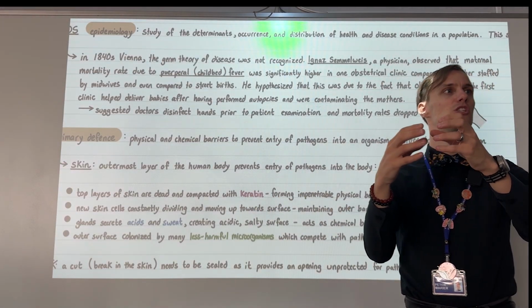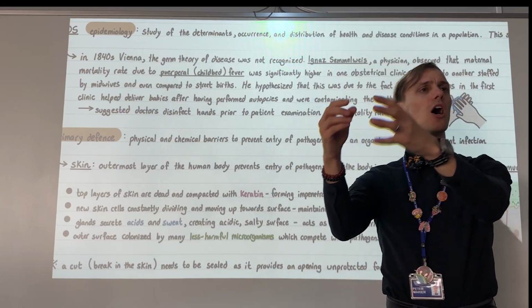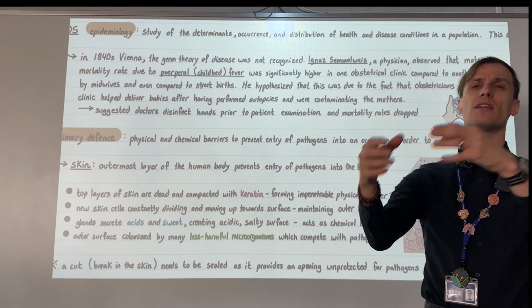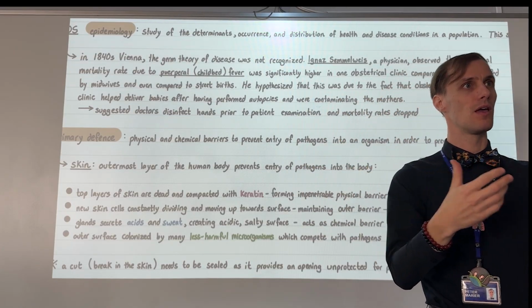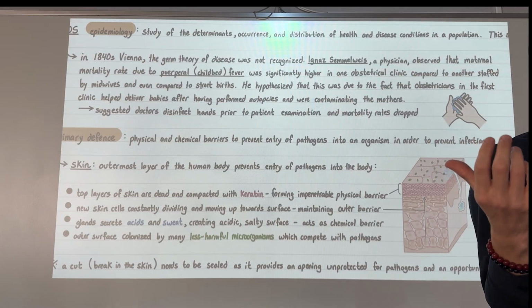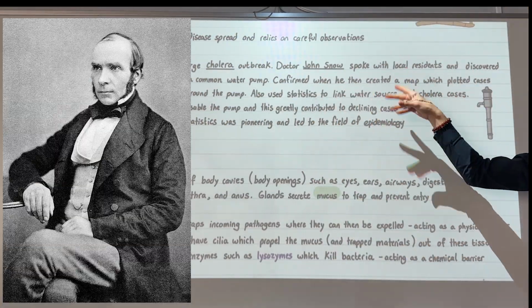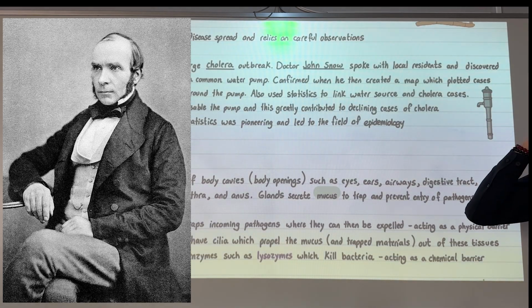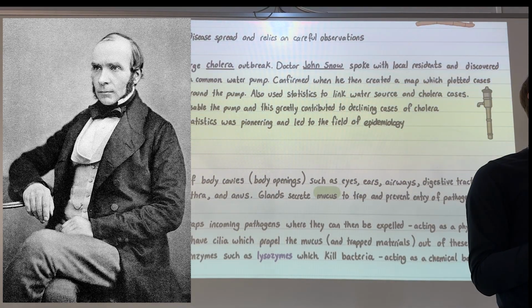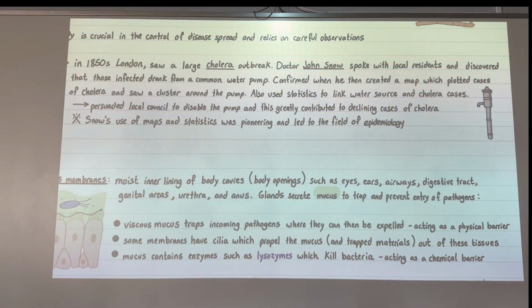Why is disease spreading here but not here? What's causing this area to be more infected than this area? What's happening? And that's really what epidemiology is. And another example that we're going to look at is Dr. Snow, who is sometimes referred to as the father of epidemiology. And this is another quite famous case study.